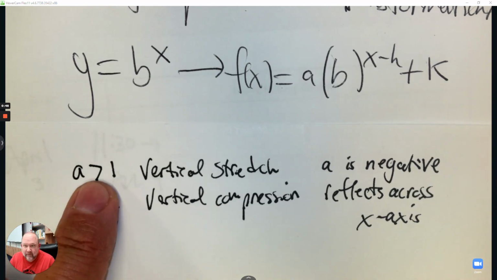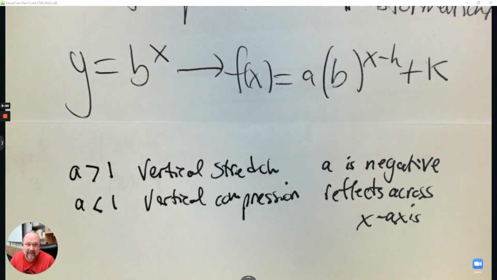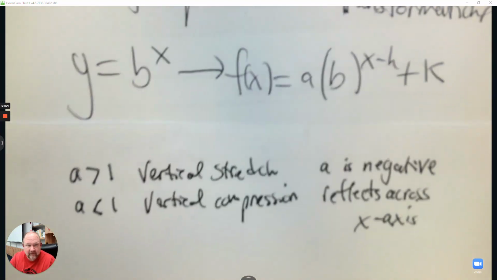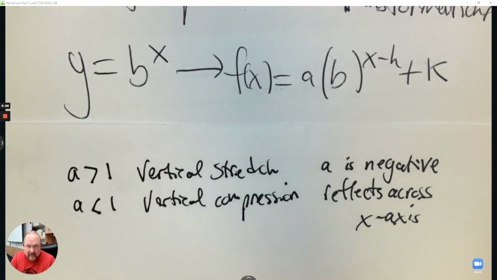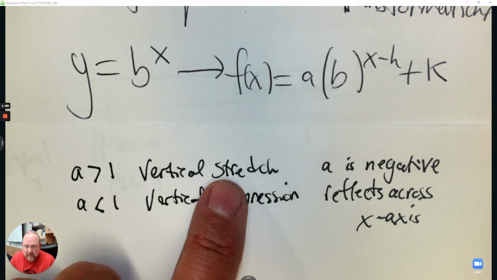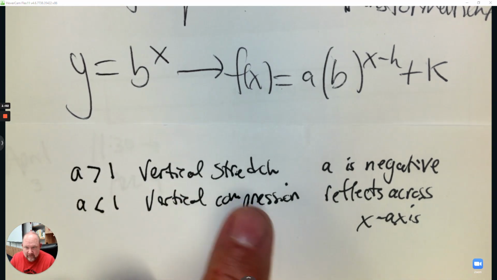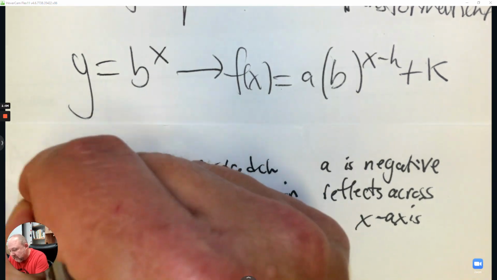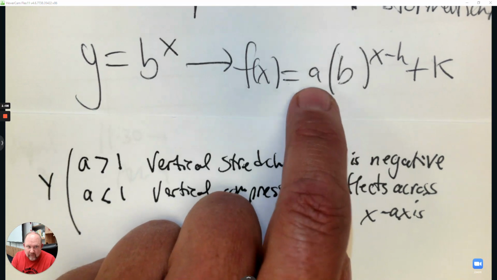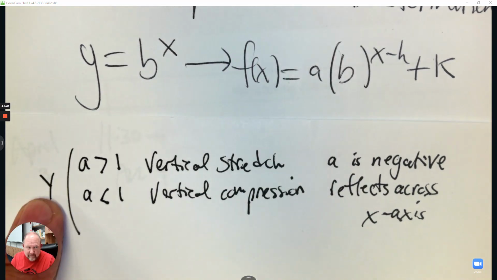When we take the number, we really take the absolute value of that number, just what the number is. Don't worry about if it's negative, it means a reflection, just the number without it being negative. If that number is bigger than 1, it's a stretch. If it's less than 1, it's a compression. And this only affects the y-coordinate. So whatever the a value is, you multiply it times the y-coordinate.